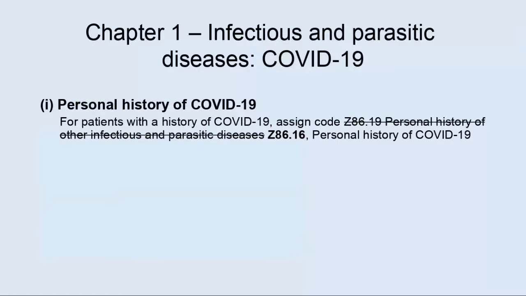So personal history of COVID. This was changed from Z86.19, personal history of other infectious and parasitic diseases, to Z86.16, personal history of COVID. So again, this has been made much more specific.